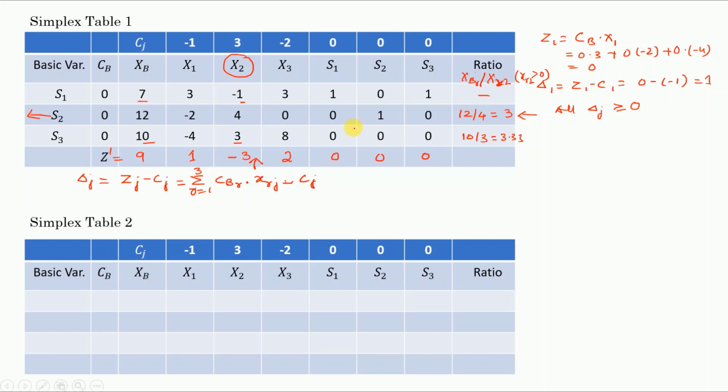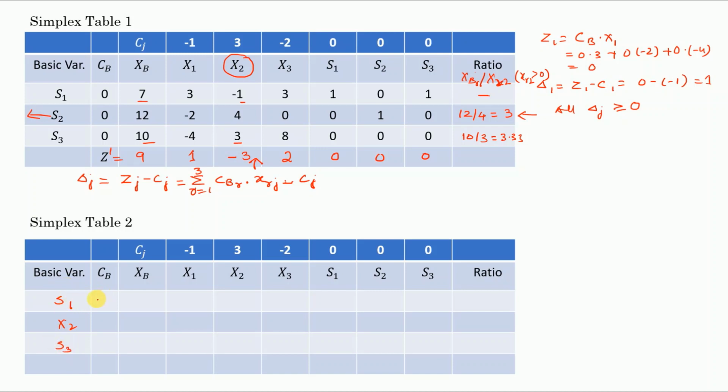Now once we have calculated these two things, we will create the next table. So how can we create the next table? Now look at this. This S1 will remain here, and in place of S2, X2 is coming here. So you will write X2. S3 will remain as it is.